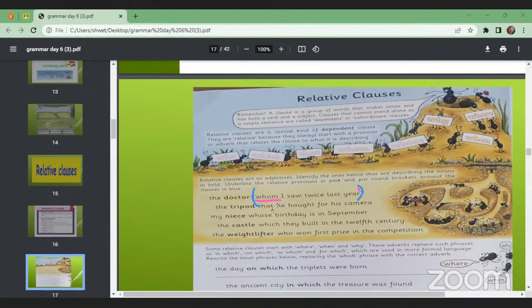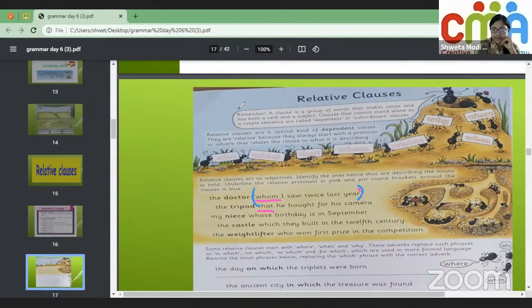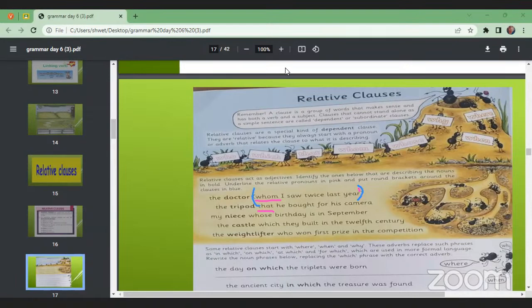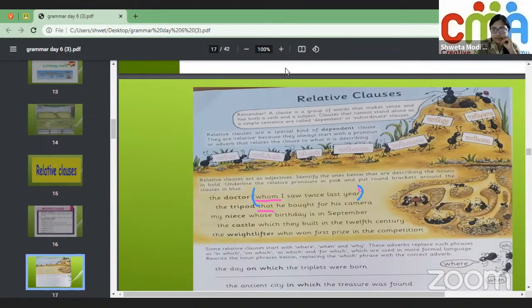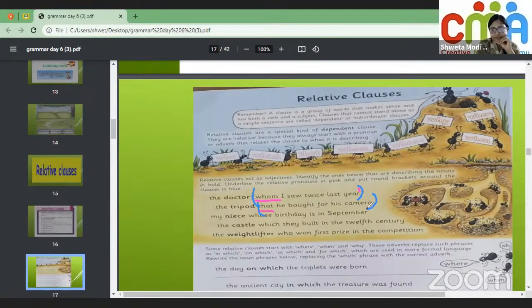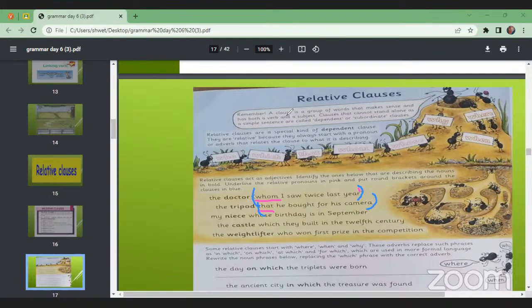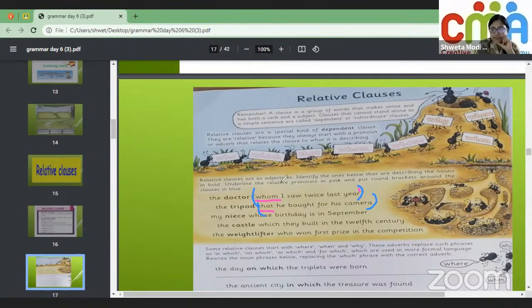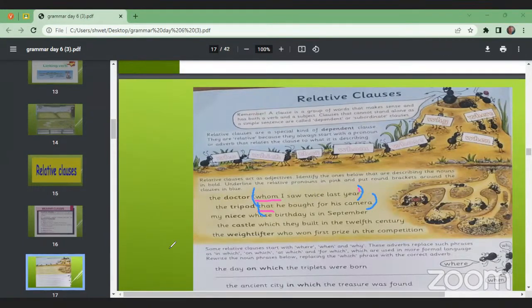So that is the relative pronoun, and the relative clause will be that he bought for his camera. Yes. Okay. So why are we calling it a relative clause? Because of what it is doing. It is connecting to the other clause. You cannot have it independent. It is dependent, or it is related to the other clause, right?